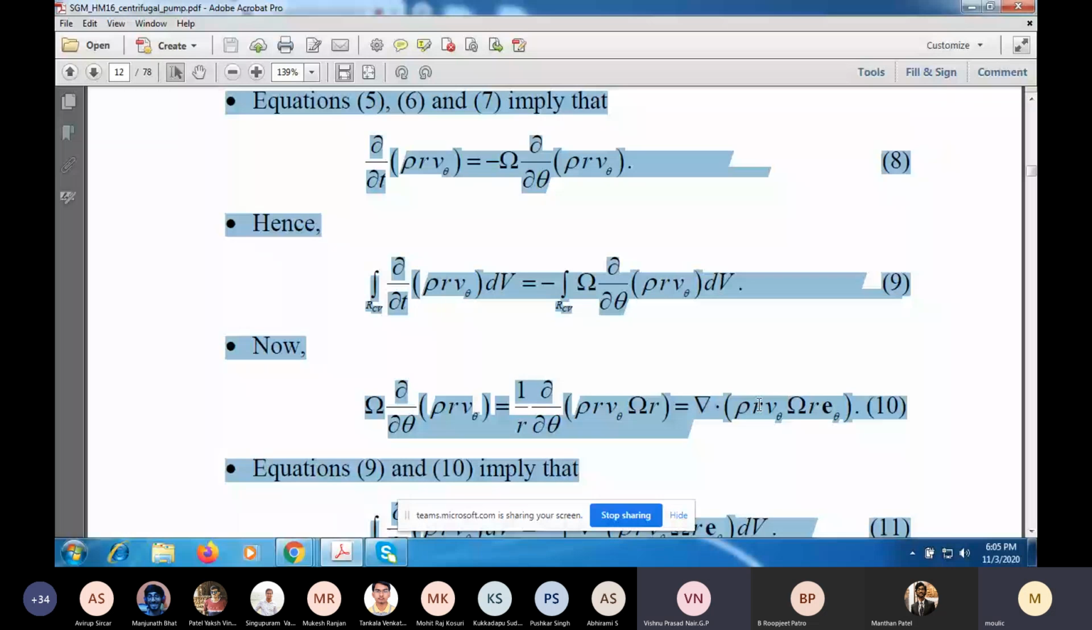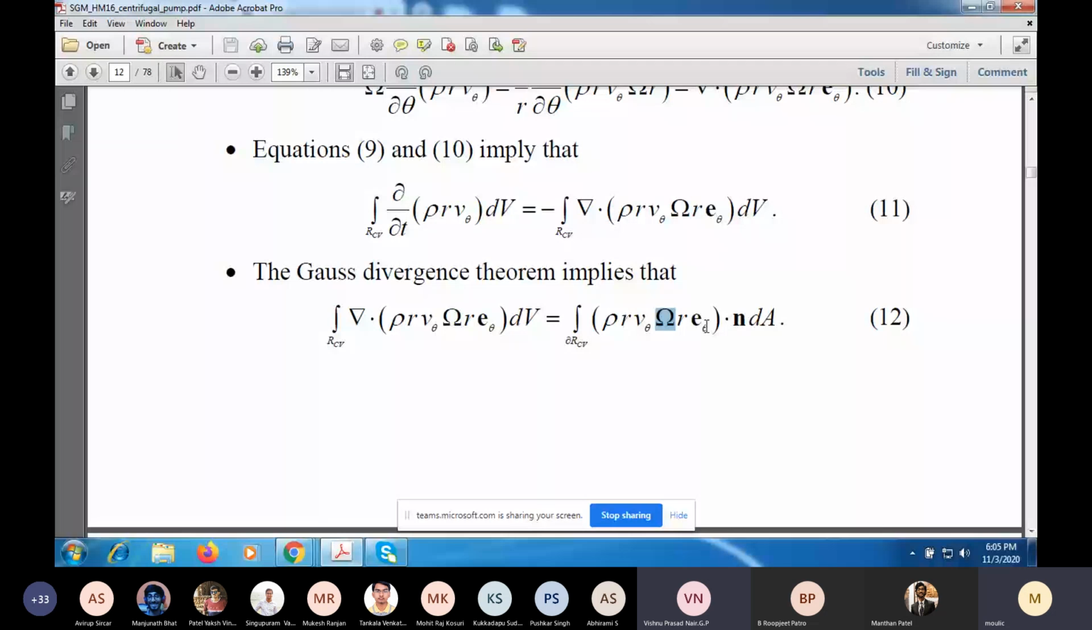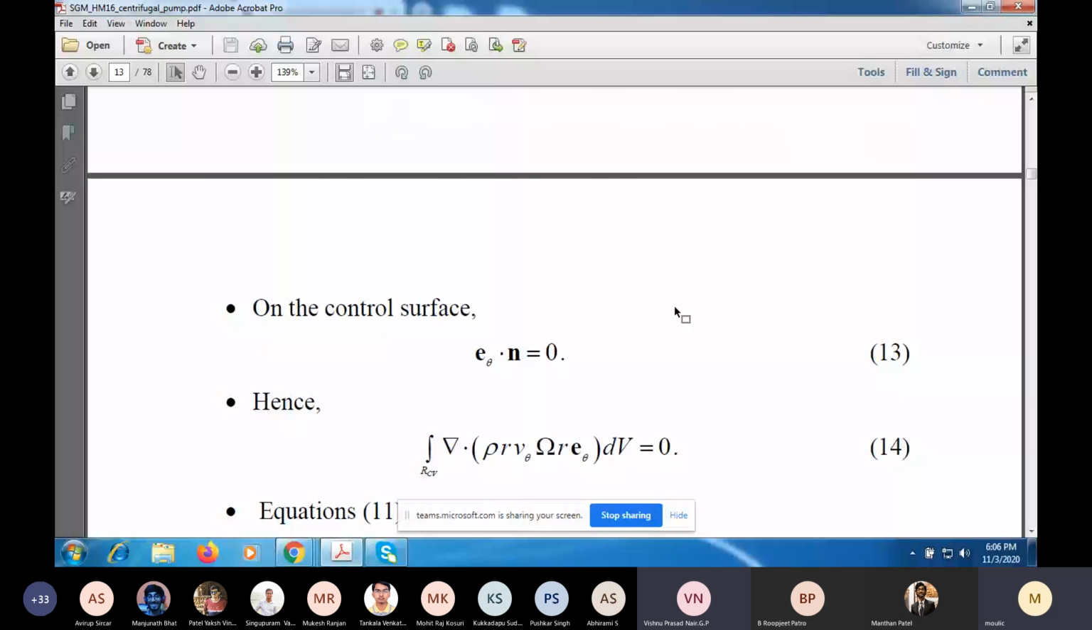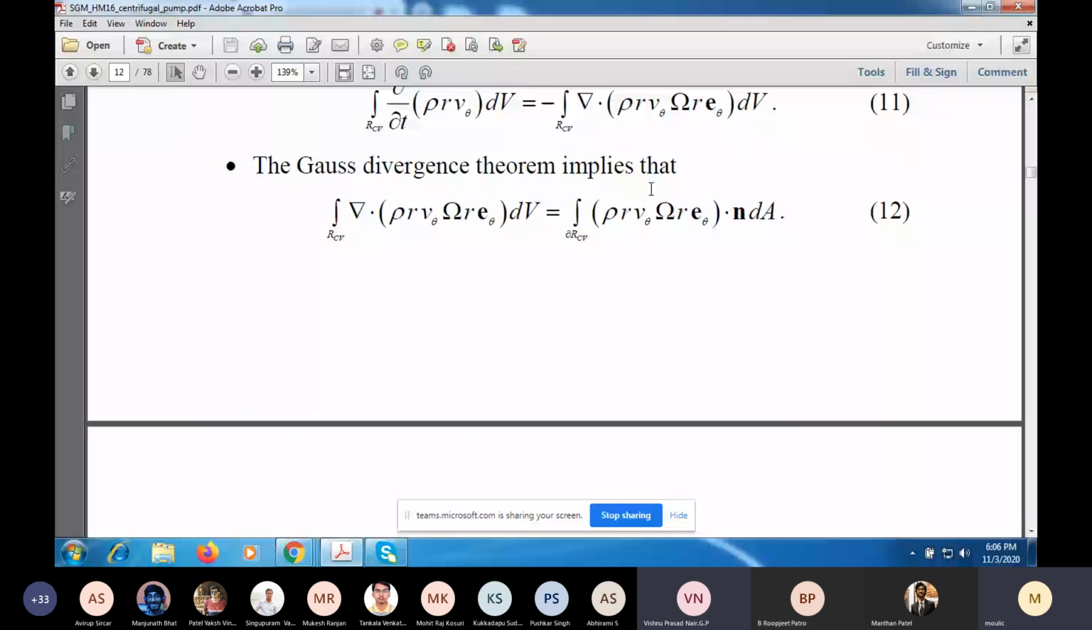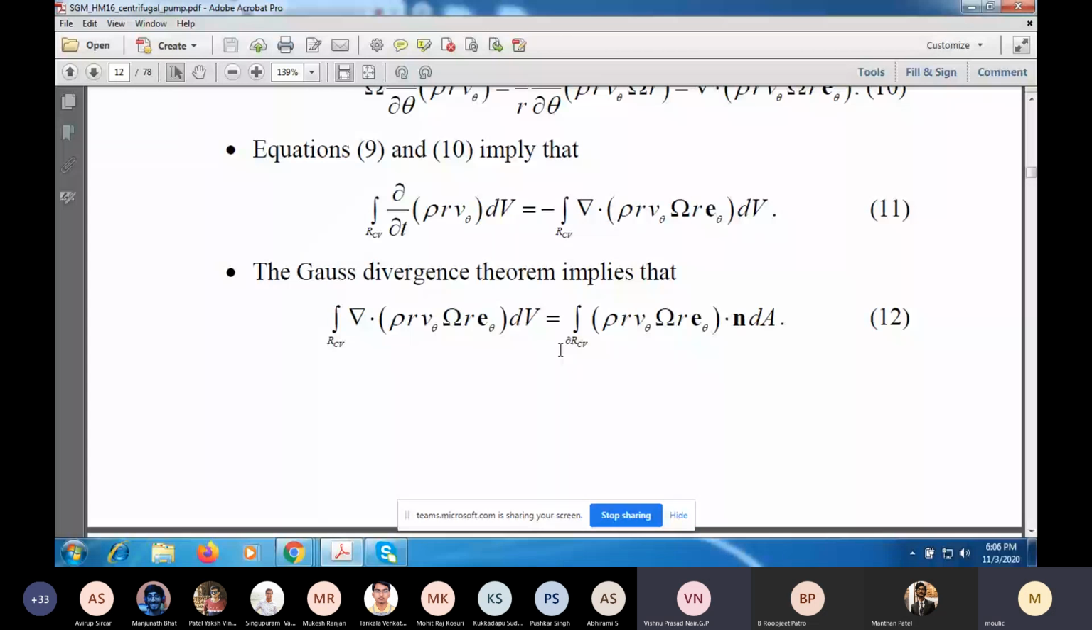So using the Gauss divergence theorem, I integrated this over a surface. And it so happens that for the control volume that we have chosen, e theta dot n is 0. Now, this is a very important point. See, most books will simply ignore this explanation that I've given you.